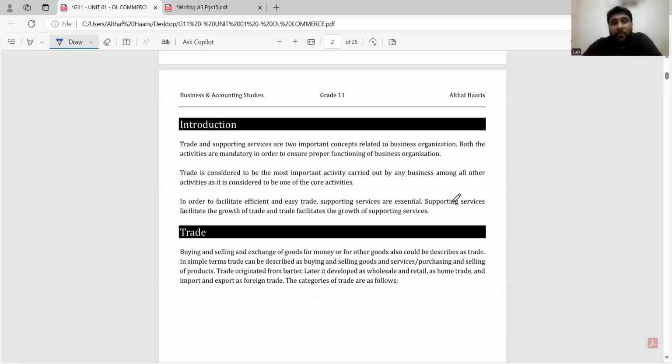Let's take another example. You are running a factory where you have a lot of staff members. Under you, a lot of staff members are working. So for your business to function properly, those staff members should come to your location, right?